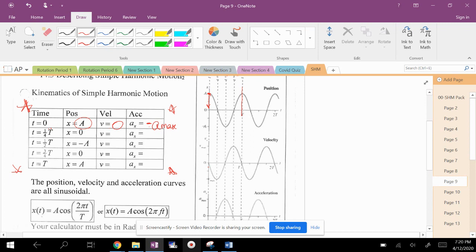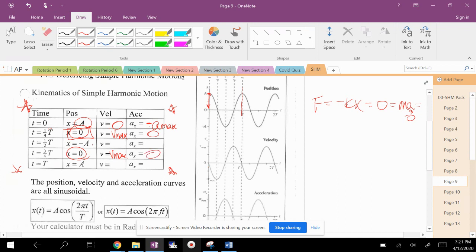Okay. So again, at equilibrium, I know that this is going to be the maximum velocity. And if x equals 0, that means my restoring force is 0. So that means my acceleration is 0. So anytime I see 0, I can put that in there.